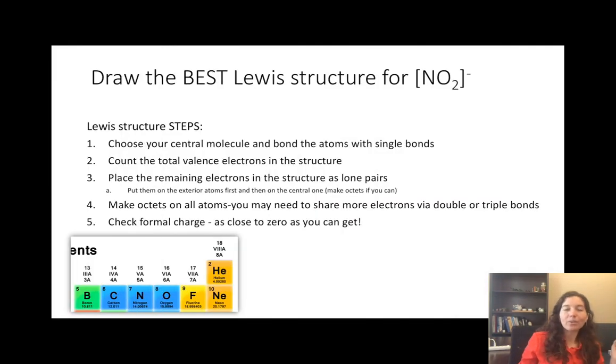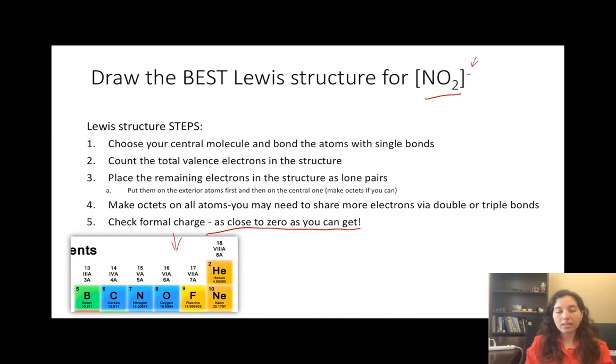Okay, so now it's your turn. See if you can draw the best Lewis structure for this NO2 minus molecule. You're going to apply everything that you learned from the last video in order to make the structure and determine how many bonds are on it, how many electrons are on it, and if you should move some of those electrons into double or triple bonds in order to get what you want. And then I want you to place formal charges on the molecule. You can use this periodic table here to figure out what your formal charges are and see if you can get them as close to 0 as you can.